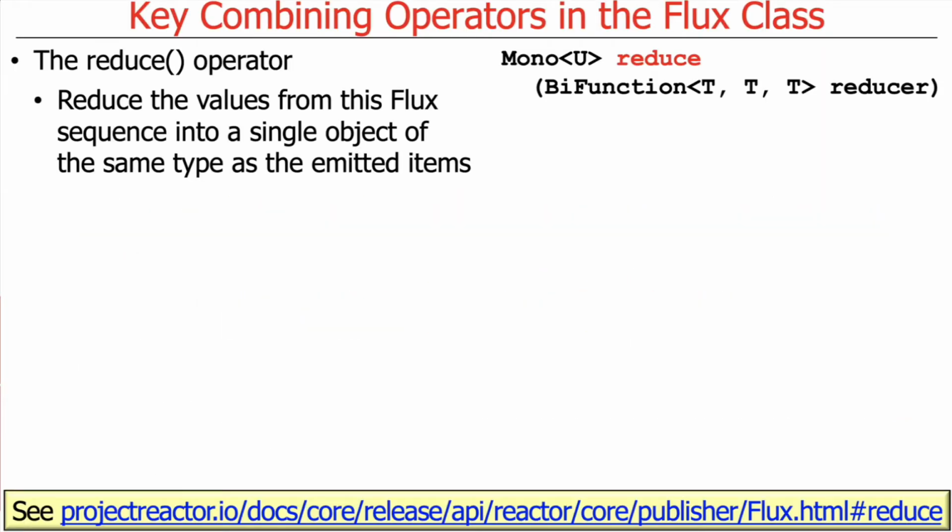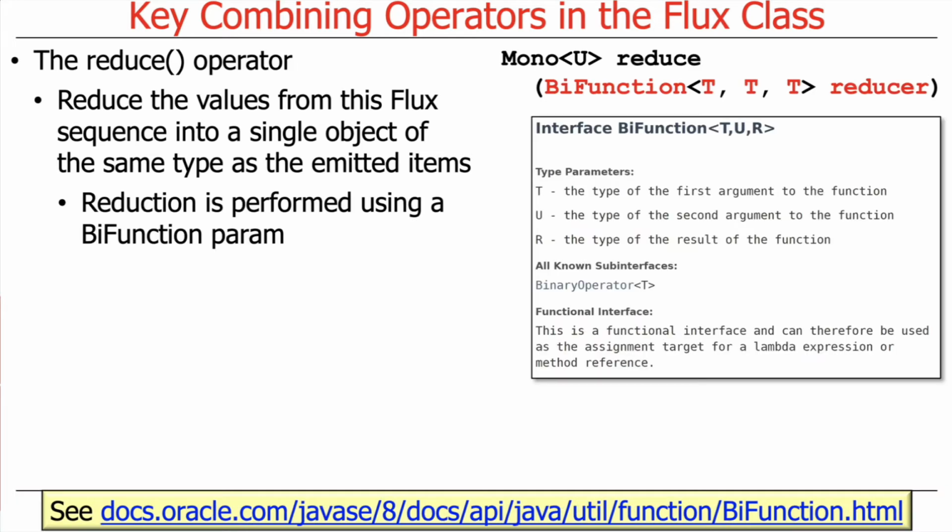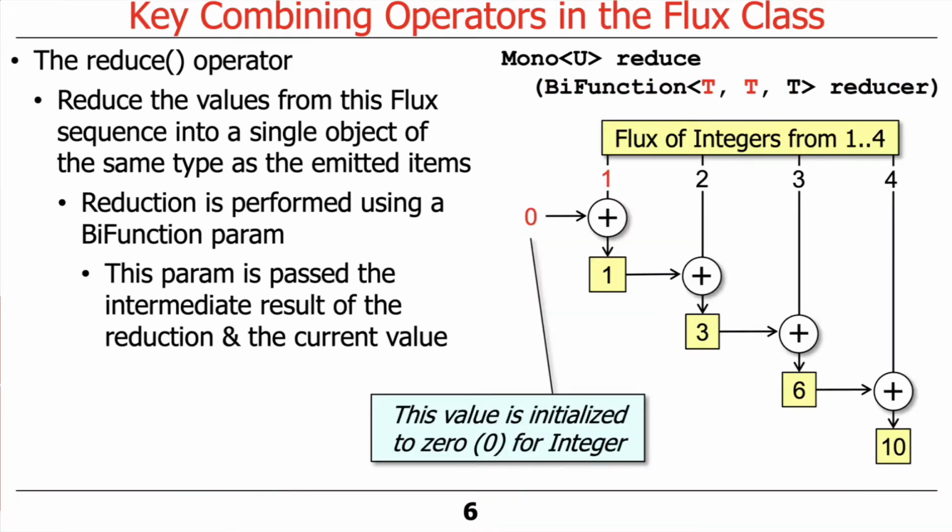We'll start with reduce. You've seen reduce before in the context of Java streams. The reduce operator in Flux is very similar, though of course not identical. The idea here is pretty much the same, though. You want to reduce the values from the Flux sequence that comes into reduce into a single object, which in this case is a mono, because that's a single object, that will be of the same type as the items that are being emitted by the stream. The reduction is performed by a function parameter, and this parameter is passed the intermediate result of the reduction and the current value, and this gets applied successively until everything is reduced.